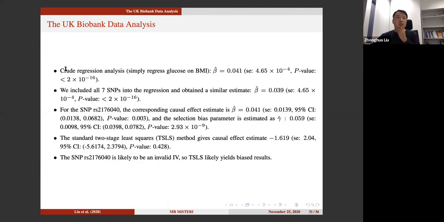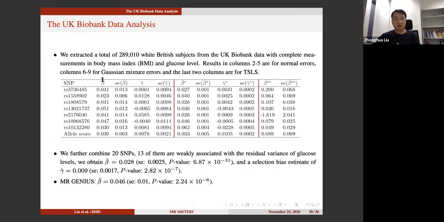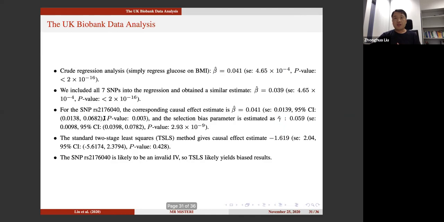And we did a crude regression analysis. This means we simply regress glucose on BMI, just regression, which is called crude regression analysis. This is the causal estimate, which is kind of close to MR Genius and also our estimates, at least in this table. Also highly significant. So we include 7 SNPs in the regression to adjust for that. We get this estimate, kind of close to this crude estimate.